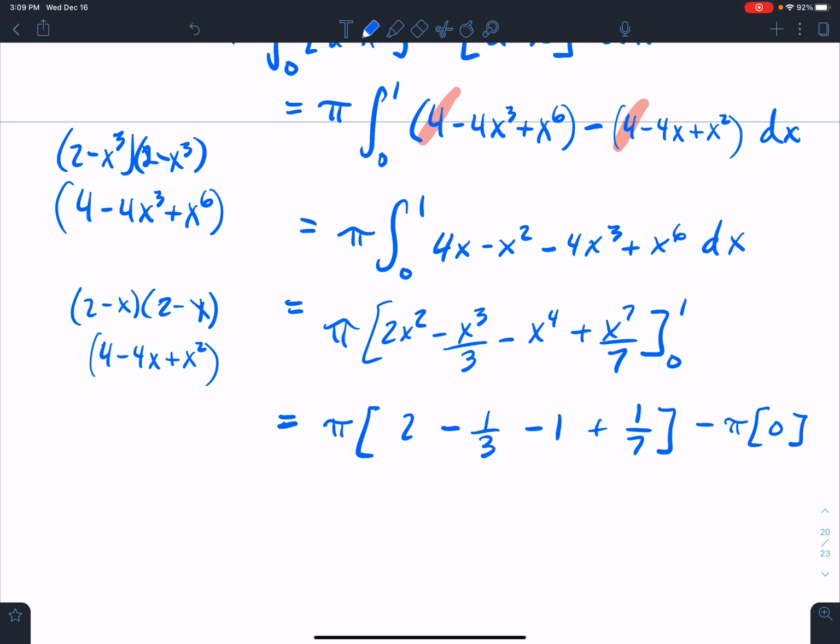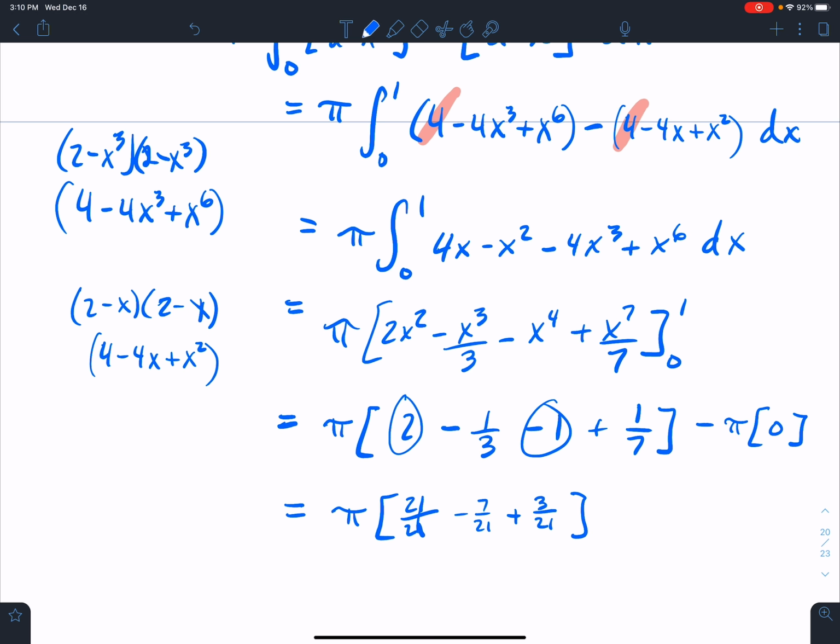And so when I simplify here, I get pi, and then let's see, 2 minus 1, that gets me 1. And I'm going to go ahead and rewrite this as 7 over 21 plus 3 over 21. And so that means this is 21 over 21.